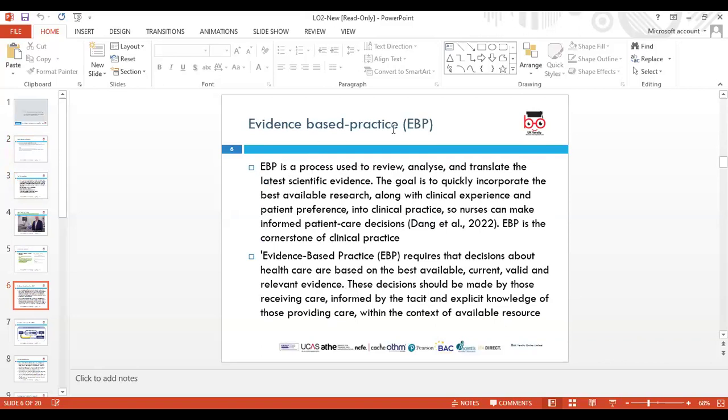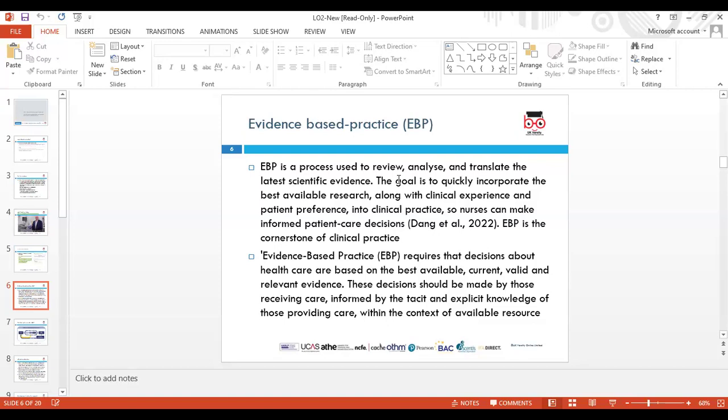So evidence-based practice, what it is, it's a process that is used to review, analyze, translate the latest research, latest scientific evidence. So you have scientific evidence that is recent and you want to review it, analyze it and translate this latest evidence into practice, into best practice. So the goal is to quickly incorporate whatever best available research there is, along with clinical experience and patient preference. So you're having clinical experiences on the provider side, and you're having patient preference on the customer side. And then you're incorporating this into clinical practice.